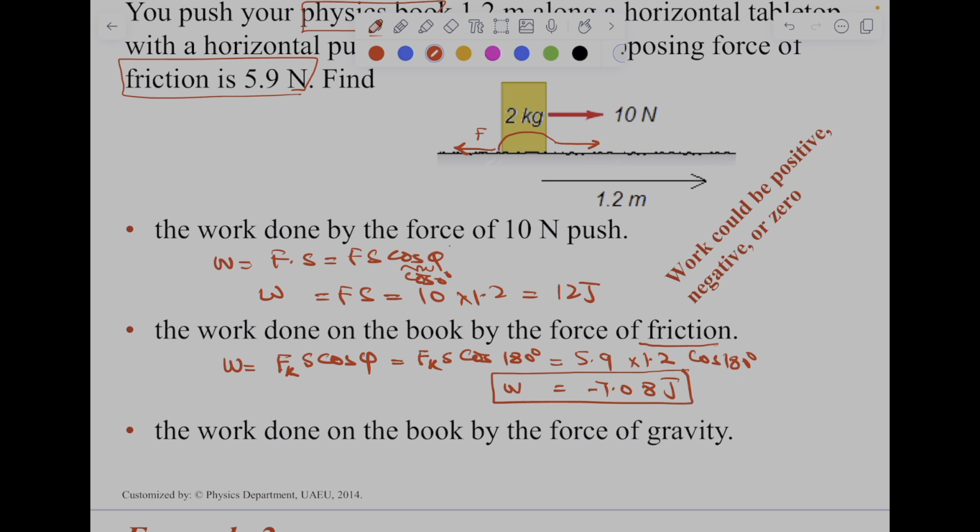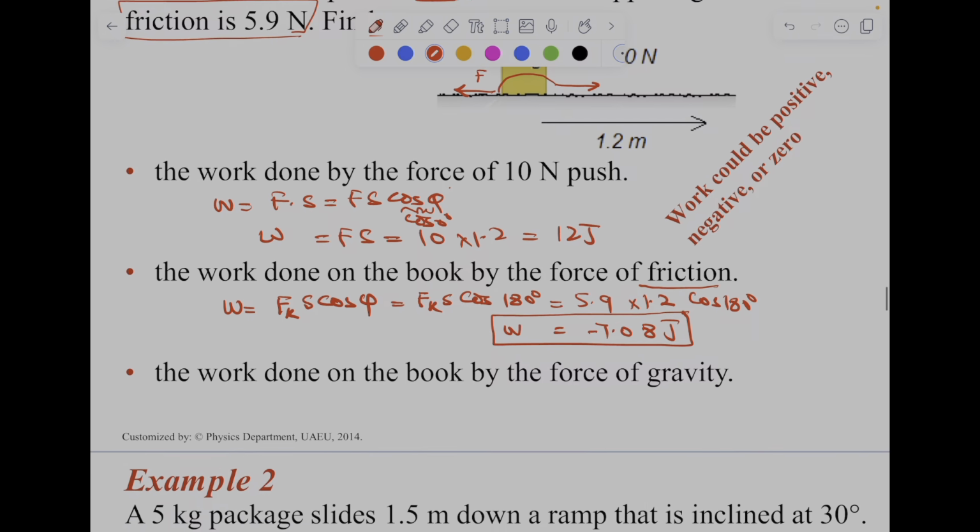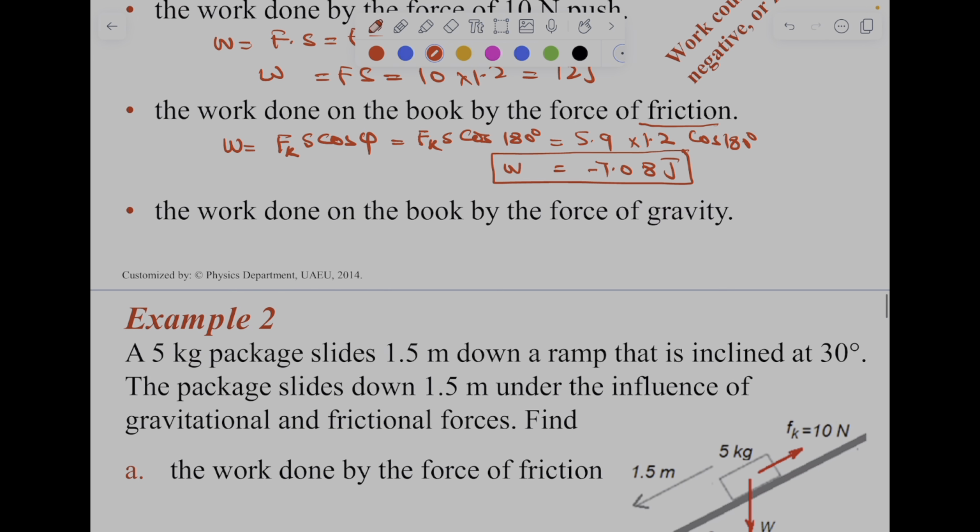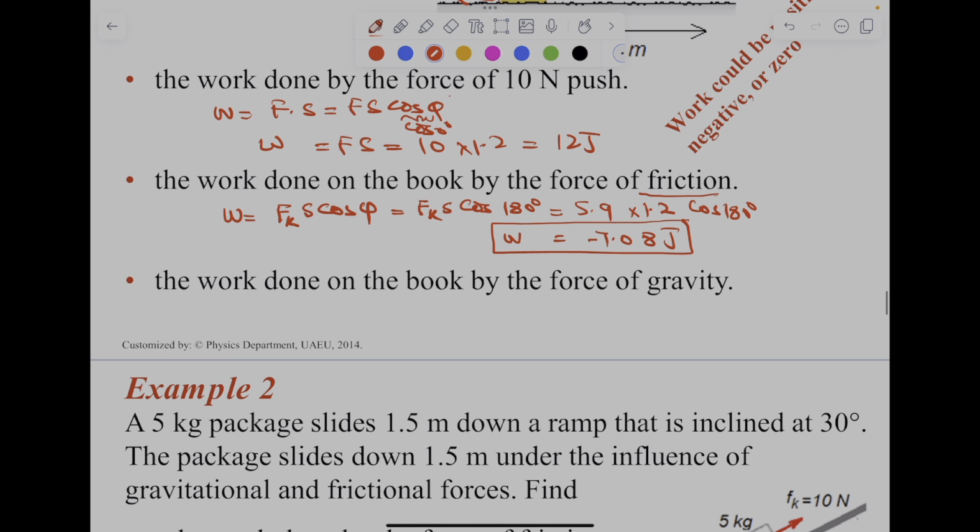So what will be the work done by the gravity? The work done by the gravitational force, with the force along y, is 0, because the angle is 90 degree. So the work done by the gravity is 0.